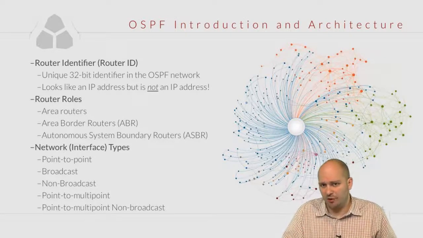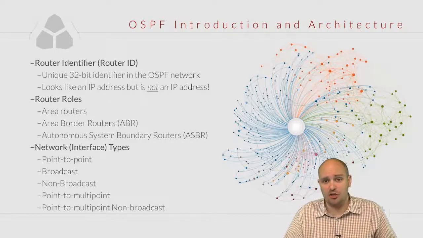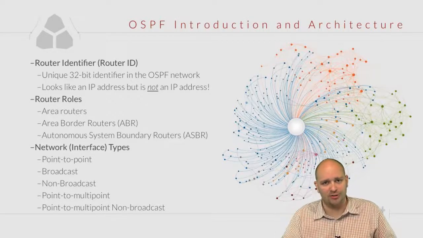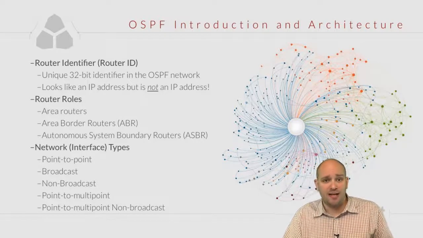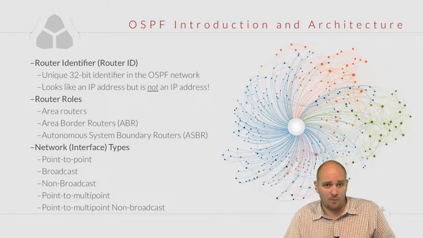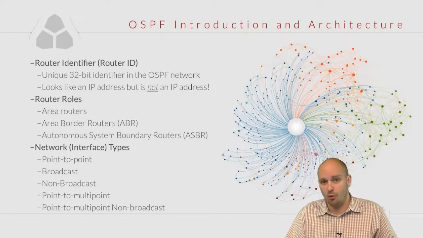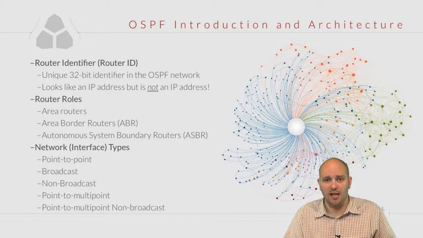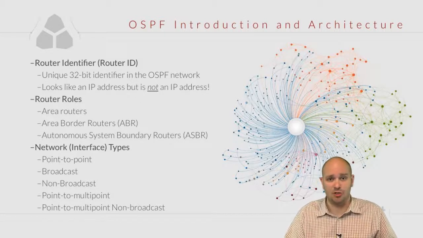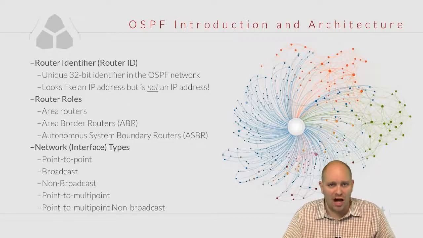A special case of area routers are routers that are in a special area which is called the backbone area. I'm going to talk about the areas and different area types in just a minute. Routers that are sitting on boundaries of multiple areas are what we call area border routers, or ABRs for short. In Cisco's implementation of OSPF, an area border router, or ABR, is defined as a router that is connected to area 0, or the backbone area, and one or more other areas.